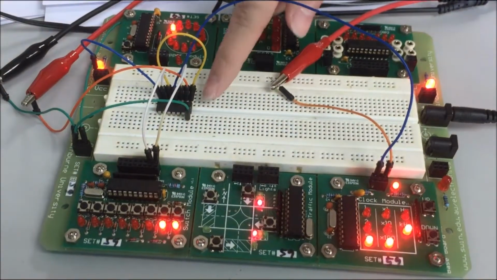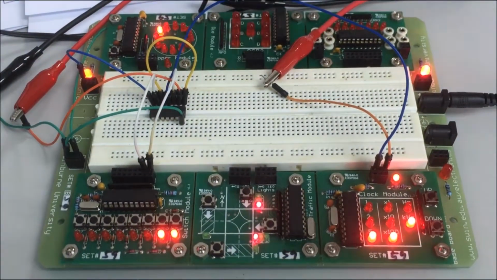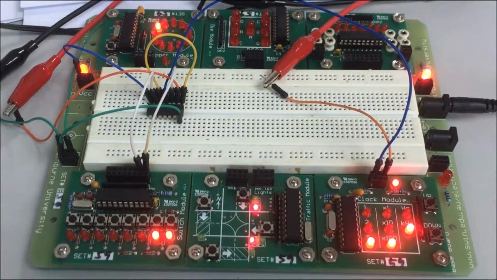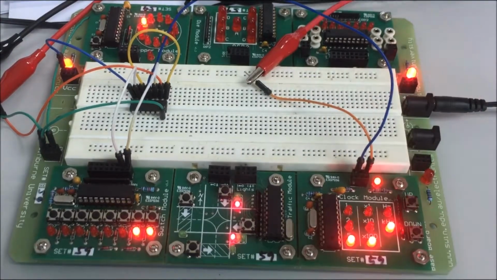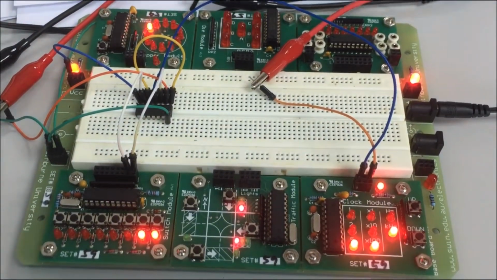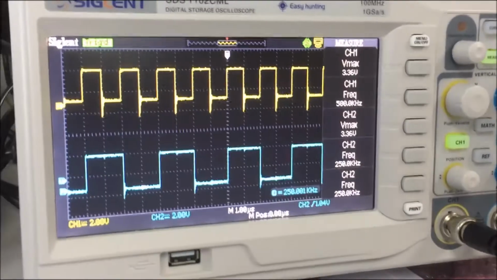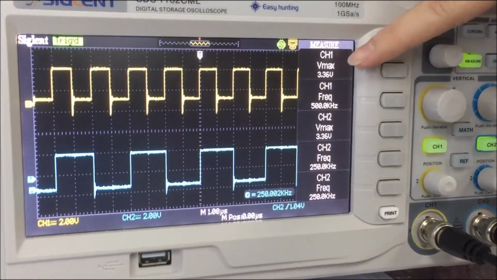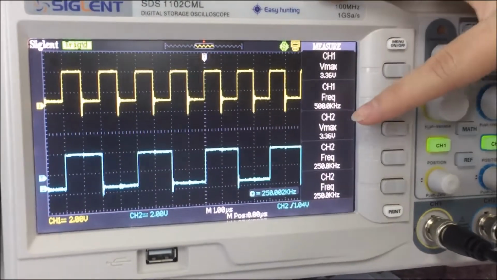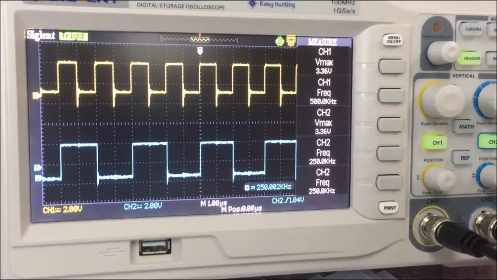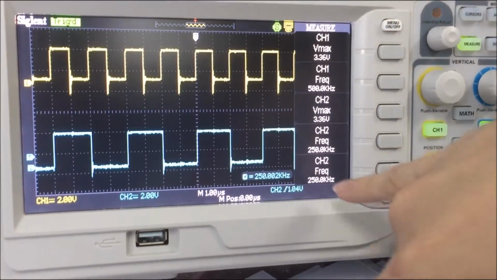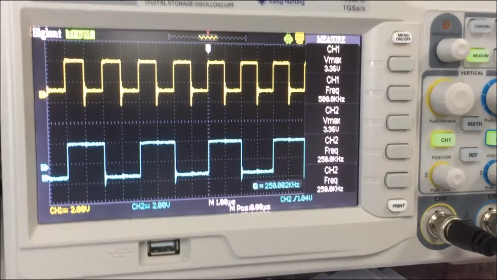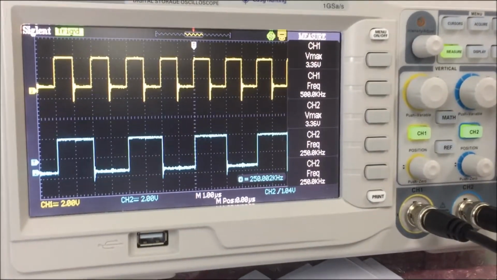For part 2, we use the same D-type flip-flop as in part 1, and we connect it to the clock module, and we set the clock module to 500 kHz. And then we use the oscilloscope to measure the output. As you can see, the voltage of channel 1 and the voltage of channel 2 are the same. The input is 500 kHz, but the output is 200 kHz. It means that the D-type flip-flop reduces the frequency by half.